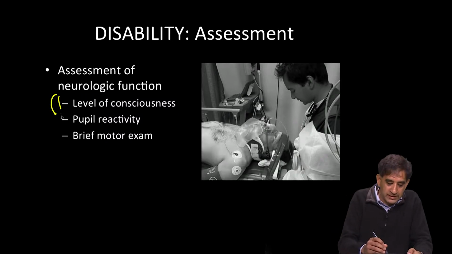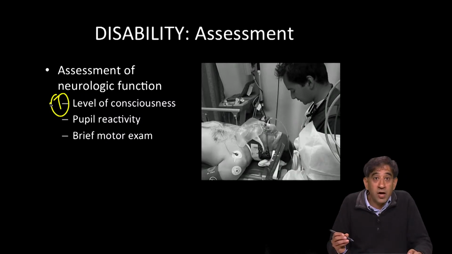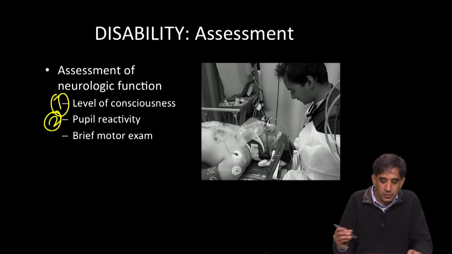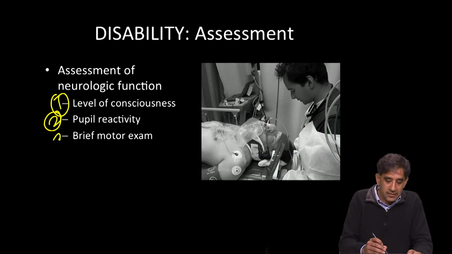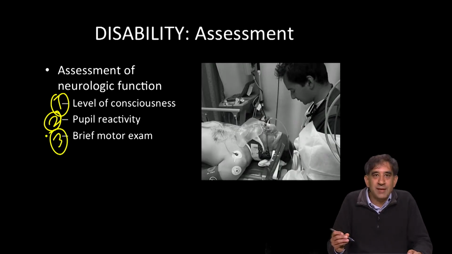The first is to assess the patient's level of consciousness, and we can either use the AVPU approach or the Glasgow Coma scale score. We're going to check the patient's pupil reactivity to look for a blown pupil. And then finally, we're going to do a brief motor exam to see if there are lateralizing signs or any evidence of a motor level from a spinal cord injury.